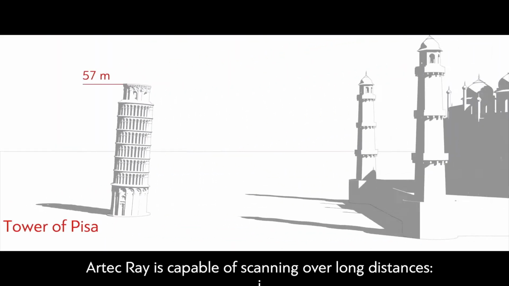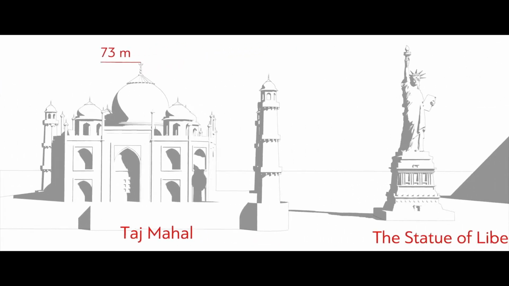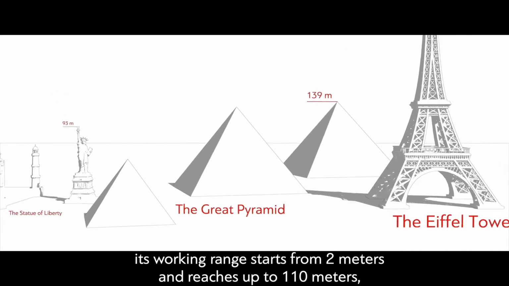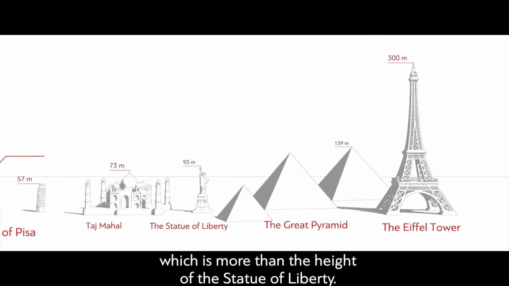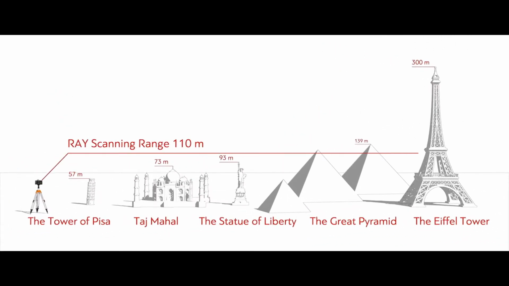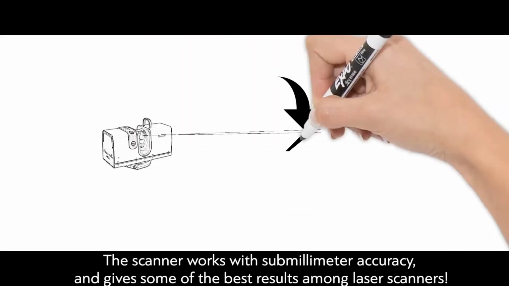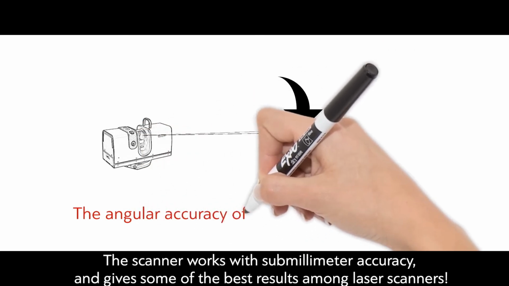Artec Ray is capable of scanning over long distances. Its working range starts from 2 meters and reaches up to 110 meters, which is more than the height of the Statue of Liberty. The scanner works with submillimeter accuracy and gives some of the best results among laser scanners.